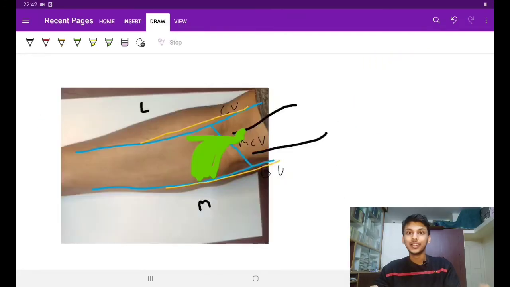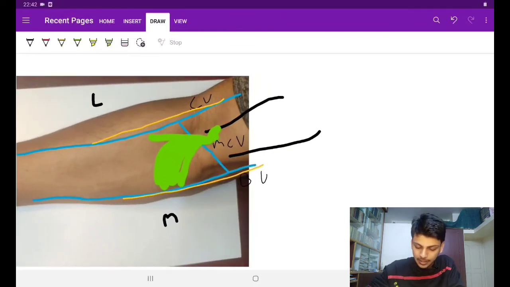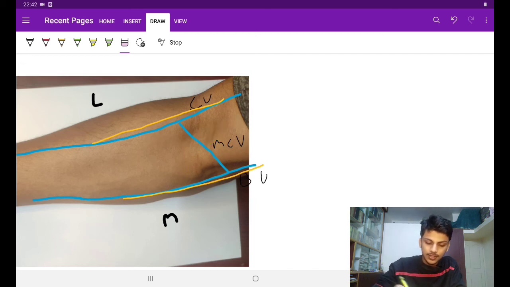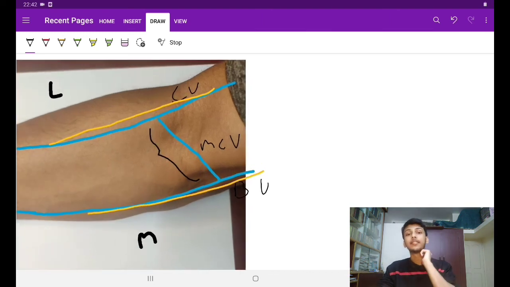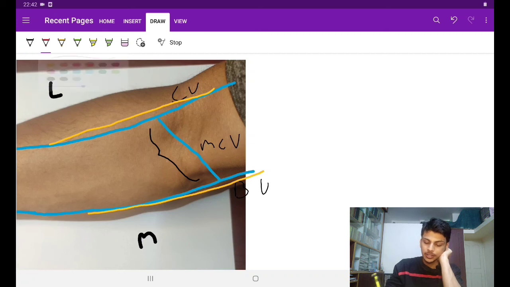We just studied the median cubital vein, guys. So why is it called median cubital? Because it is in the midline of the upper limb, basically. So see, this was the median cubital vein, isn't it? Why is it important, guys? See here, the median cubital vein is giving a perforating branch. Just imagine this is the median cubital vein here.